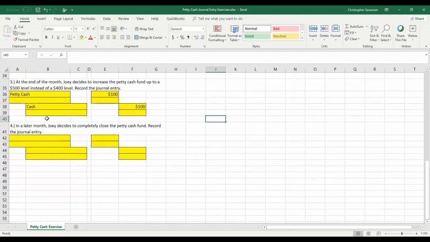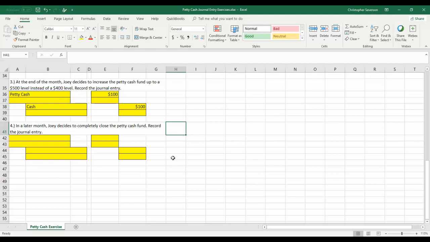Now, this could go the other way if we were decreasing the petty cash fund. Maybe we wanted to go from $400 down to $300. Then we'd reverse the debits and credits. Pull money out of the petty cash fund and into the cash account. So this is the changing level entry.